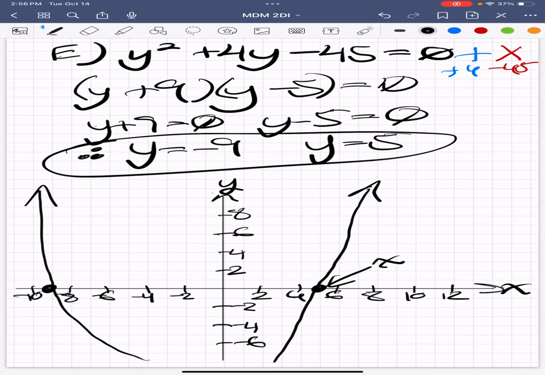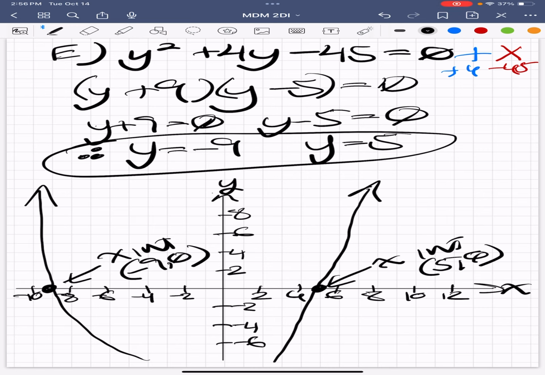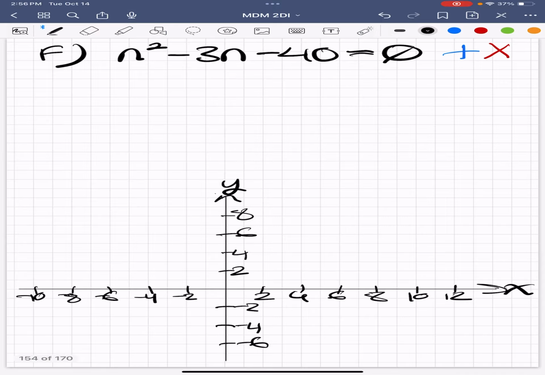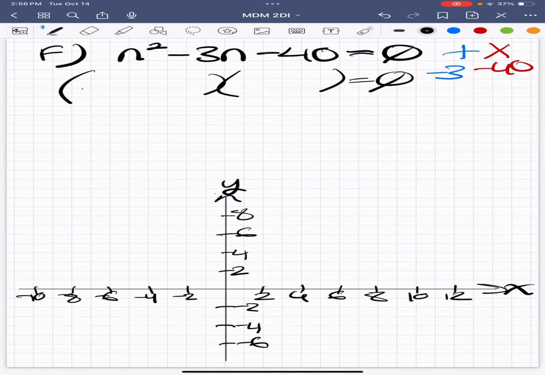So this would be x-intercept 5, 0. And this would be x-intercept negative 9, 0. Moving on. So we need two numbers that add to negative 3 and multiply to negative 40. So we get our bracketed expression equal to 0. We need n and n. And now we need two numbers that add to negative 3 but multiply to negative 40.